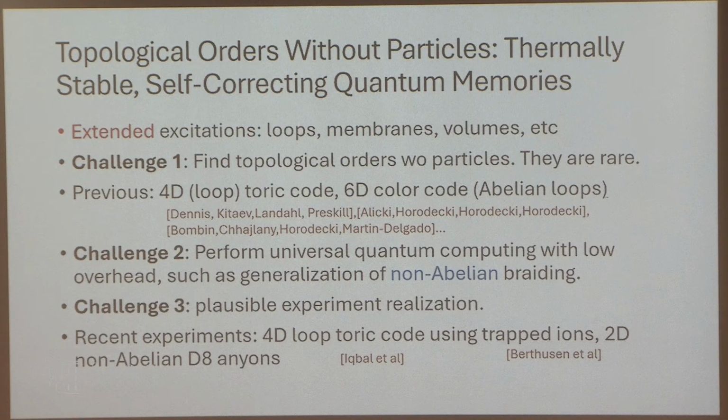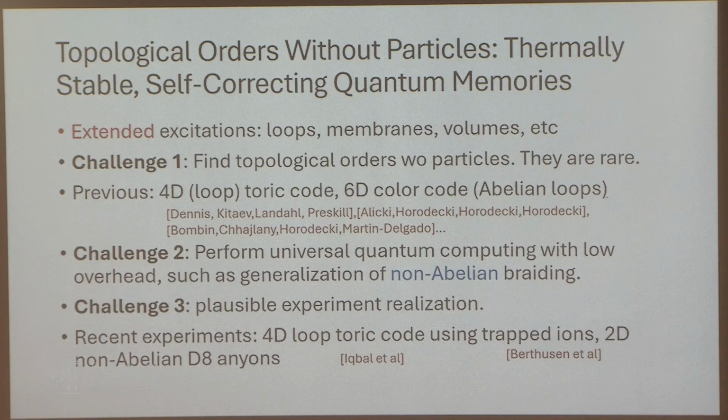Previously, the only known examples are the 4D loop toric code and also the 6D loop color code, where the basic excitations are loops. And people have shown that this kind of topological order indeed gives you self-correcting quantum memory. But there are just 2 examples, and all of those examples only have abelian excitations.